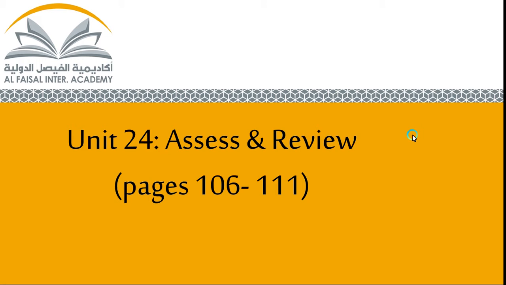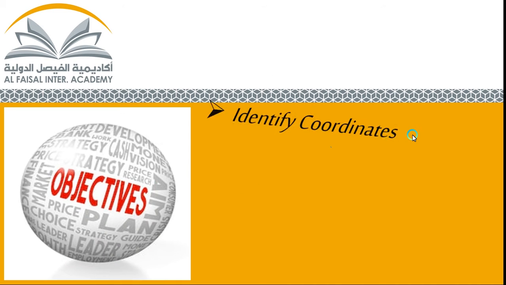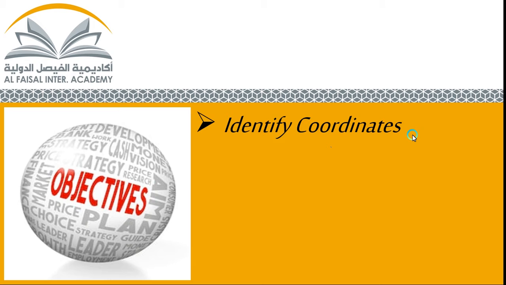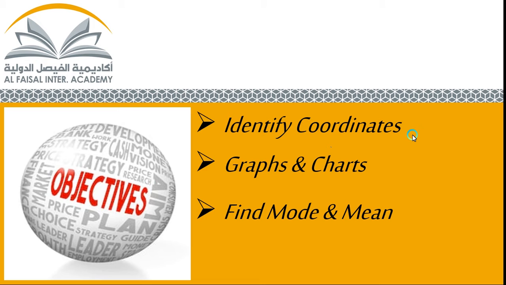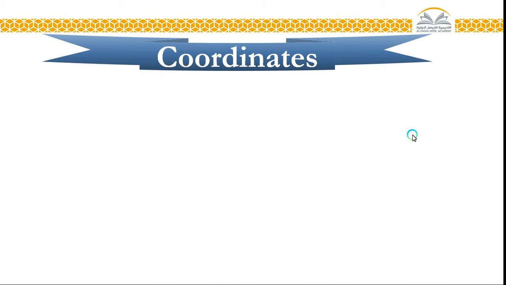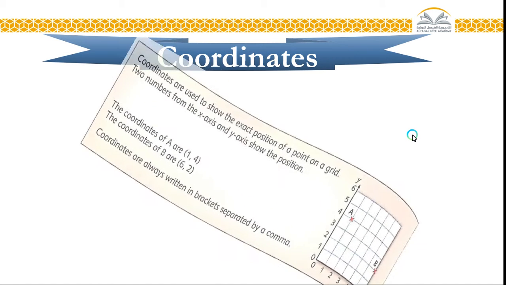Let us start with our Unit 24 Assess and Review, pages 106 to 111. Our objective in this unit is to revise how we can identify coordinates, graphs, and charts, and find the mode and mean. Starting with the coordinates.